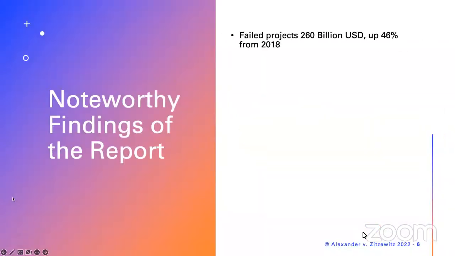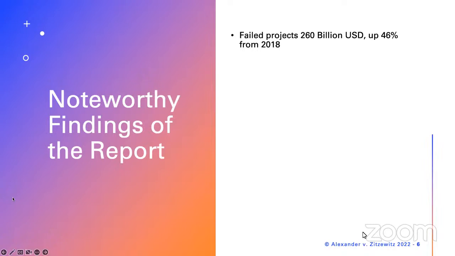So what are the findings of this report? One interesting finding is that failed projects went up 46% compared to 2018. That's interesting. Should this go down? So I think we're developing software for 60, 70 years now, and we still haven't learned how to do it right. And we still have a relatively high project failure rate. So that's interesting. How did that happen?